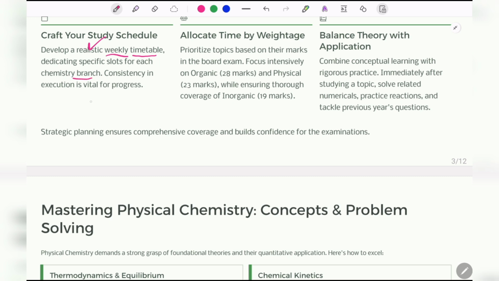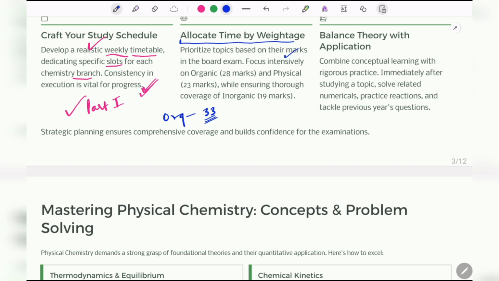I am sure they must have started from the part 1 textbook and then the part 2 textbook, so you may go in accordance with what your teachers are doing. But the important point is that you dedicate slots for each chapter, and consistency in execution is very, very important. It should not happen that you study on a particular day and the next week you forget to do that. You have to also allocate time by weightage, as I told you. For example, organic chemistry has got the maximum weightage of 33 marks, so it's common sense that you're going to give a lot of time for practicing the conversions and various questions, mostly from the textbook, that is your NCERT.